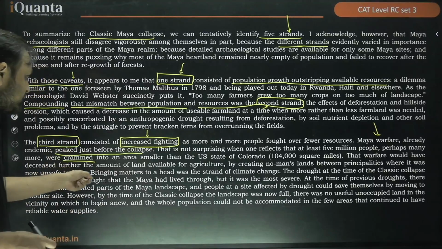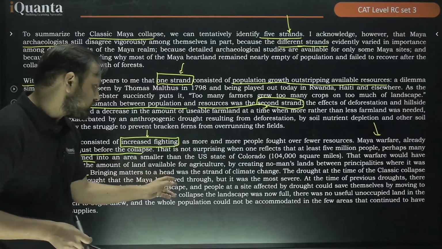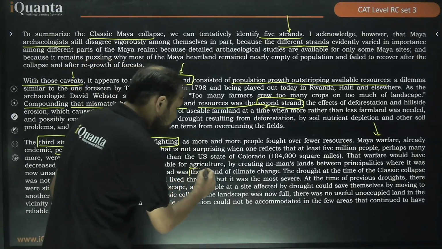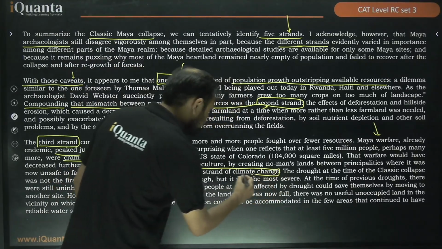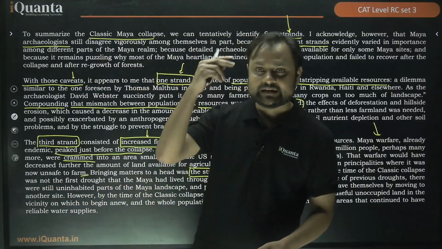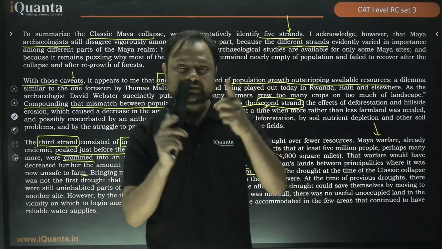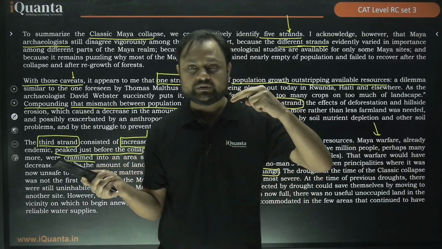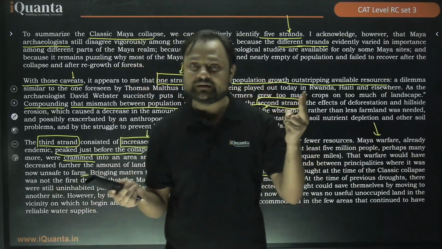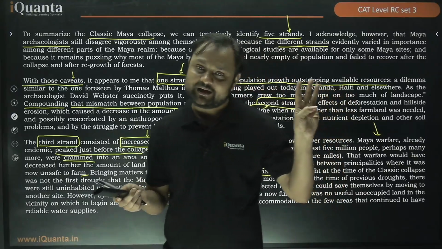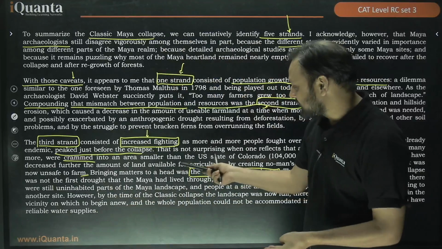And bringing matters to a head was the strand of climate change. So, this is the fourth strand that the author is citing here, that the climate was also changing. So, he is giving many reasons. First, population was growing, then this population growth was compounding, the population was increasing exponentially, the growth was very rapid. Then there were warfares, they started fighting, and above all there was this climate change as well.